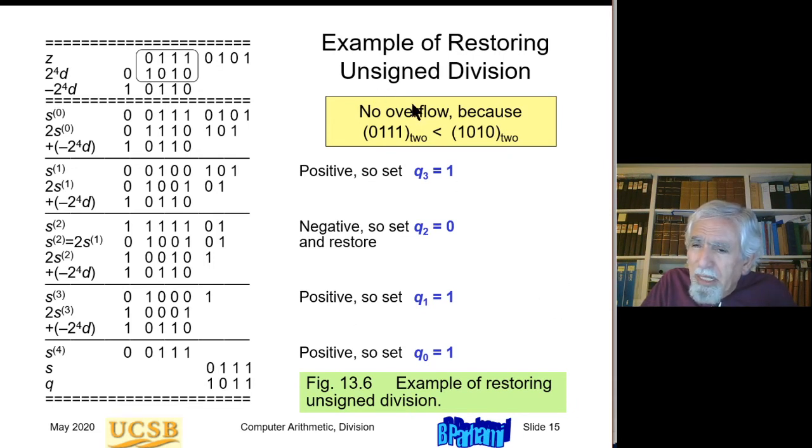And here at the beginning, we could have checked for overflow. The high order 4 bits of Z are less than the high order 4 bits of D. Therefore, there's no overflow. It should be strictly less than.